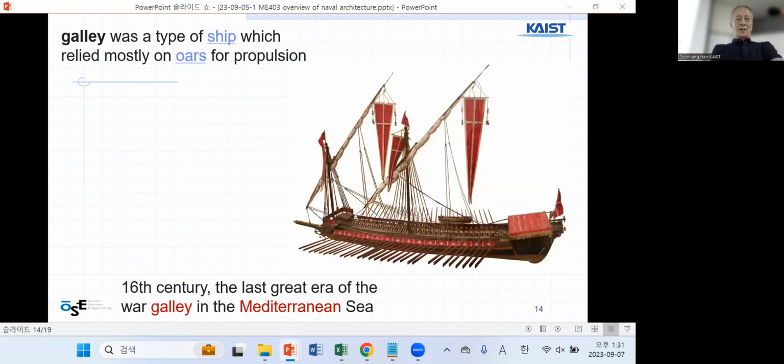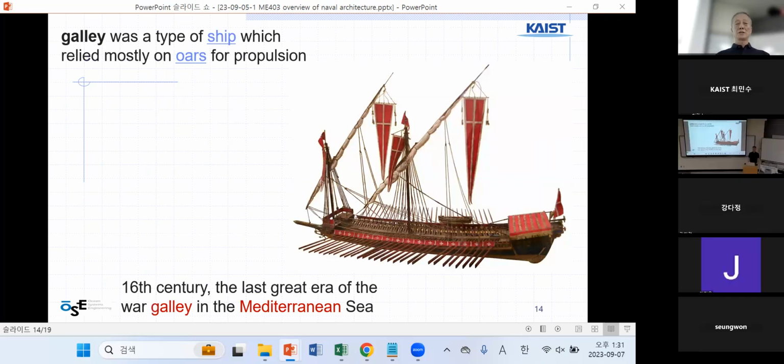Right? The galley is the ship type of this kind, and it relied mostly on oars. In the 16th century, so it's the 1500s, was the last great era of the war galley in the Mediterranean Sea. So at that time, the Mediterranean was still the major place for battle. But not far outside, because outside is too big and too rough. So the Mediterranean is relatively calm.